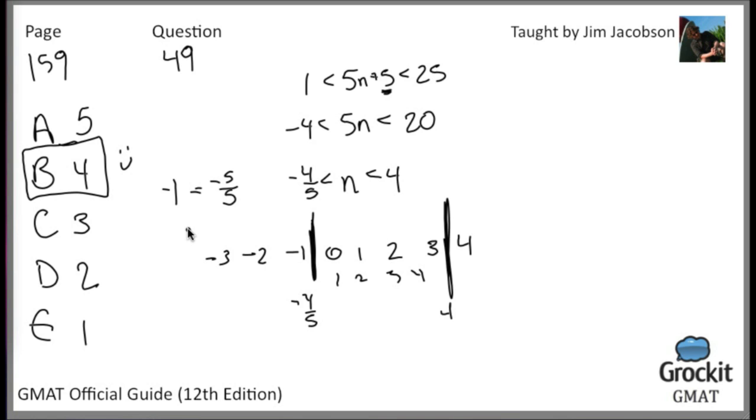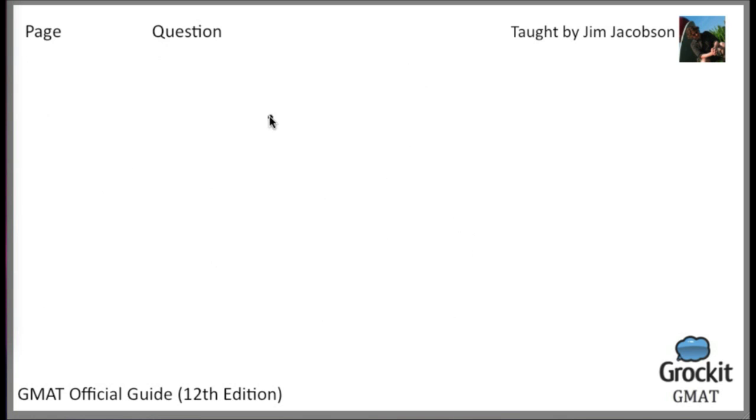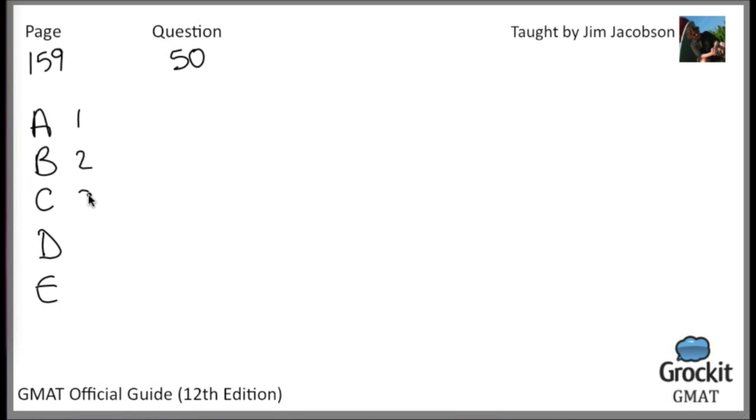Okay, on to the next one. Still page 159. Question 50. Two, three, four, 5. So if y is an integer, then the least possible value of the absolute value of 23 minus 5y is what? So we have the absolute value of 23 minus 5y.